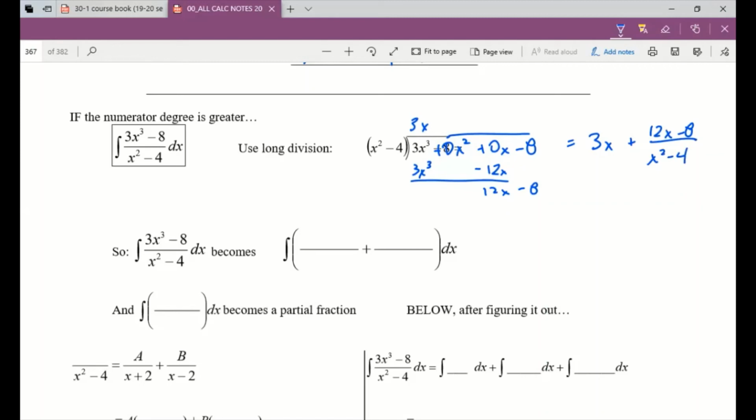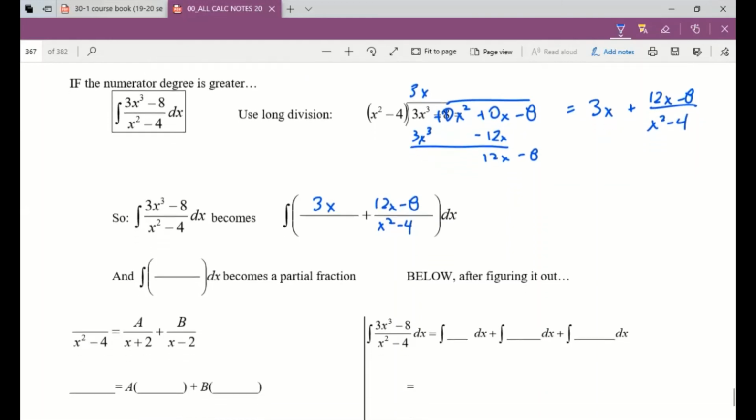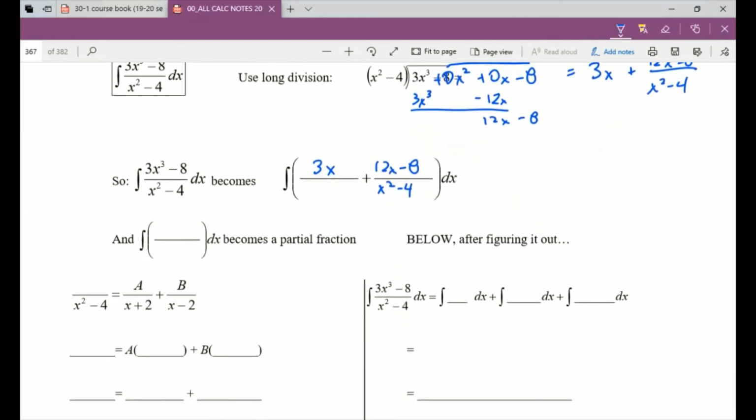So our integral of 3x cubed minus 8 over x squared minus 4 ends up being equal to the integral of 3x plus 12x minus 8 over x squared minus 4. That second part of 12x minus 8 over x squared minus 4 becomes our partial fraction.